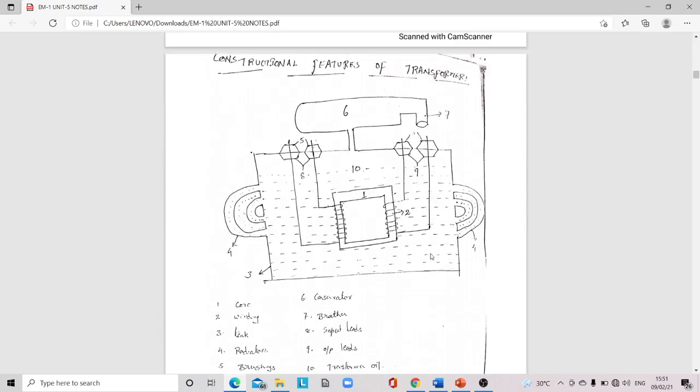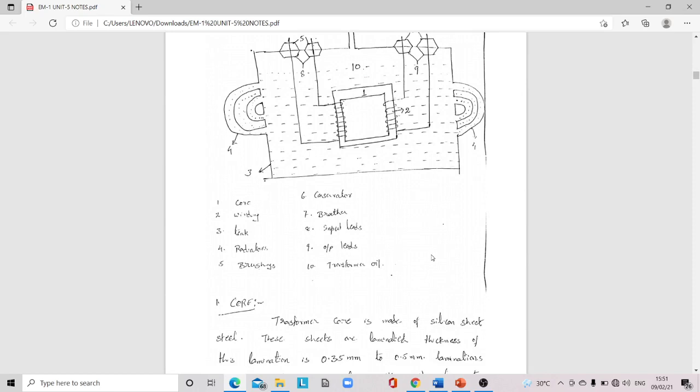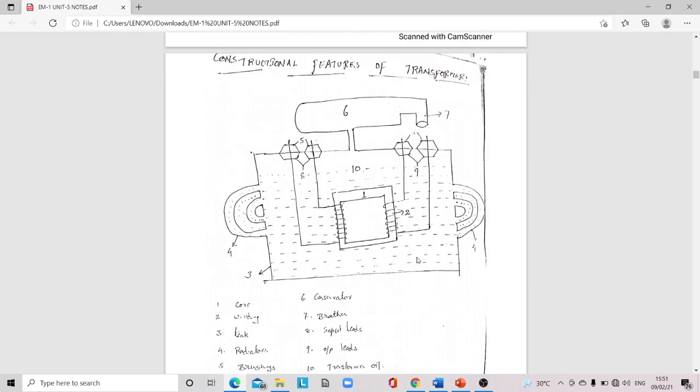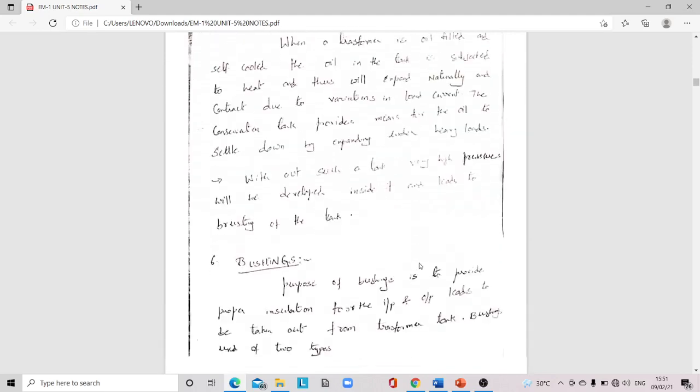So construction we have seen here: core, winding, tank, radiators, bushings, conservator, breather, input leads, output leads, transformer oil. So these are the various constructional features of a transformer.